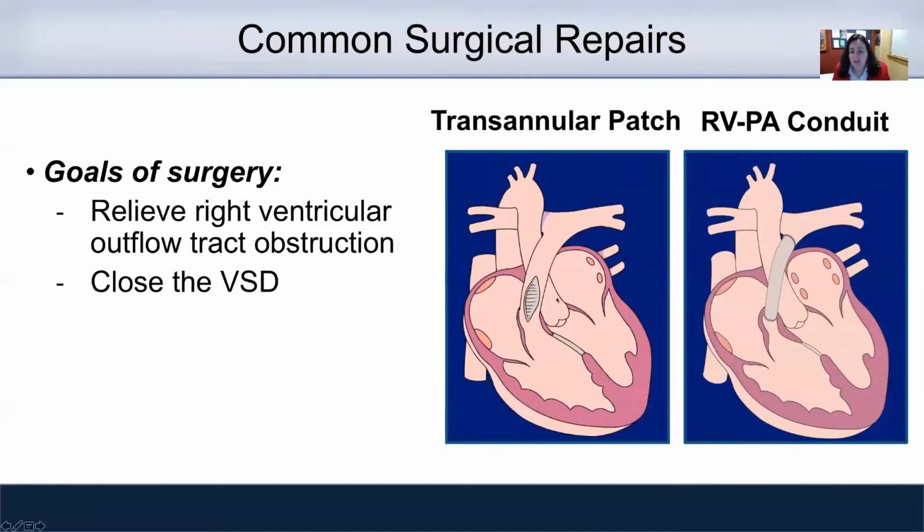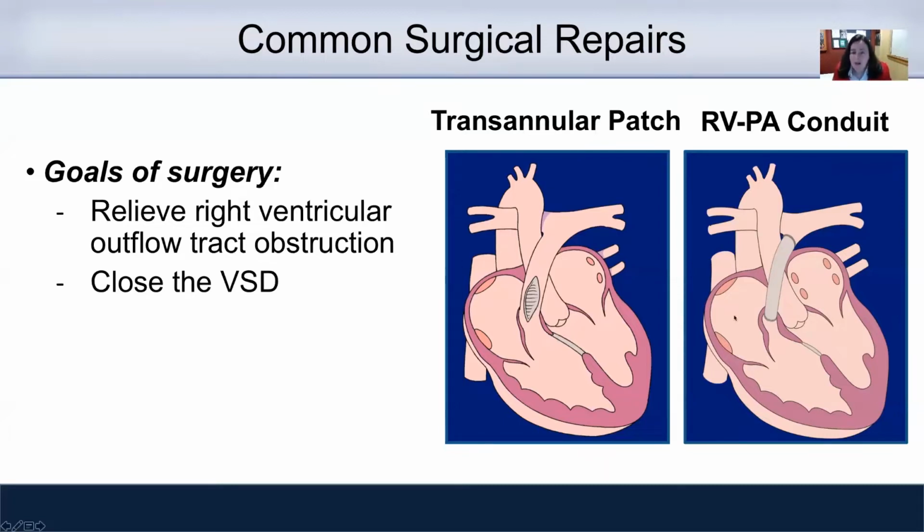And there are several surgical repairs that patients may have undergone, with the goal of surgery being to relieve the right ventricular outflow tract obstruction and close the ventricular septal defect. You can see that here in this diagram showing a classic transannular patch where the surgeon has cut through the stenotic pulmonary valve and provided a passageway for open flow, also closing the ventricular septal defect.